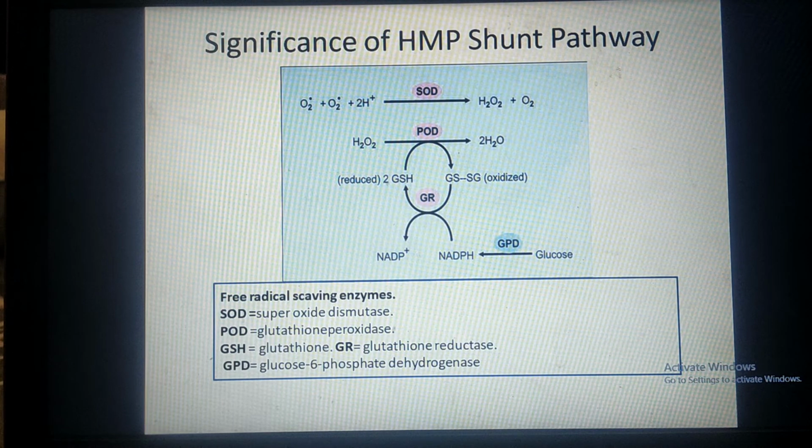To convert the oxidized form of glutathione into the reduced form, the enzyme required is glutathione reductase. This glutathione reductase takes two hydrogen atoms from NADPH and adds them to the oxidized glutathione, converting it into the reduced form. So NADPH plays a role here by donating the hydrogen atoms. This is the importance of NADPH, and we get NADPH in the HMP shunt pathway. In this way, NADPH helps to remove the free radicals from our body.